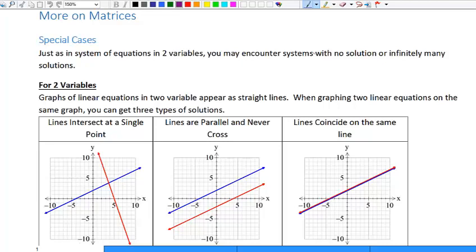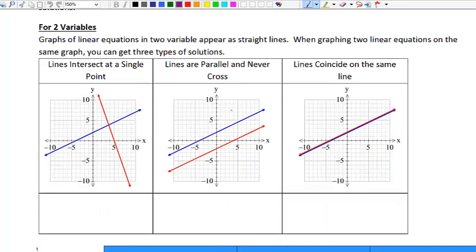Today our lesson is titled More on Matrices. In our last lesson we learned how to solve systems of equations in three variables using matrices. But just as in systems of equations in two variables, you may encounter systems with no solution or infinitely many solutions. So let's review some of those special cases.